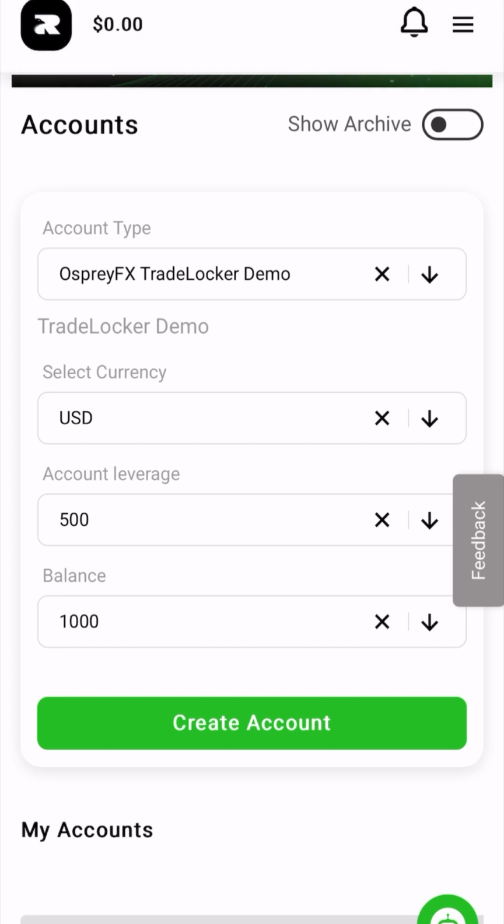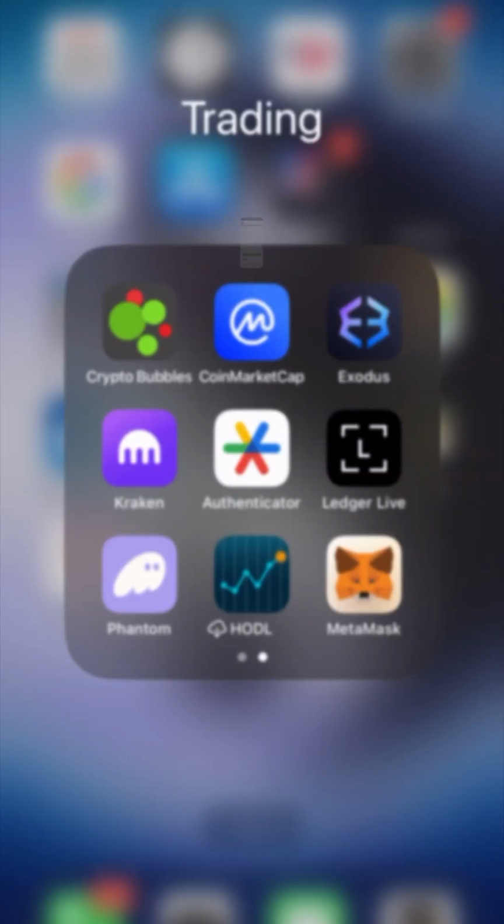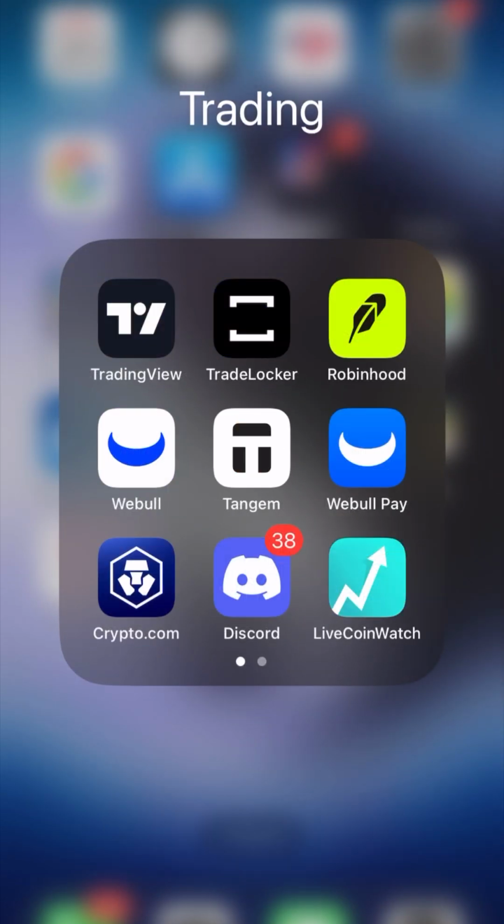Once you create an account, they will email you demo account login information, and then you will use TradeLocker right here, and you can do your trades on a demo account for TradeLocker. So it's almost like the real thing. So that's doing it on the demo account.